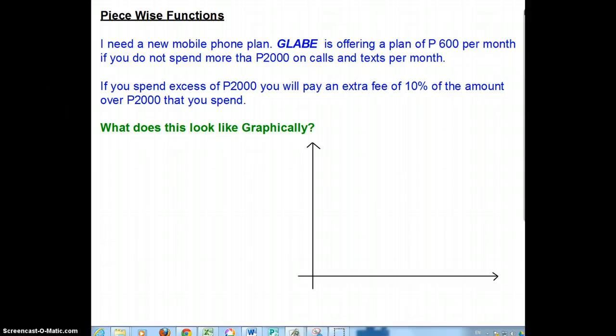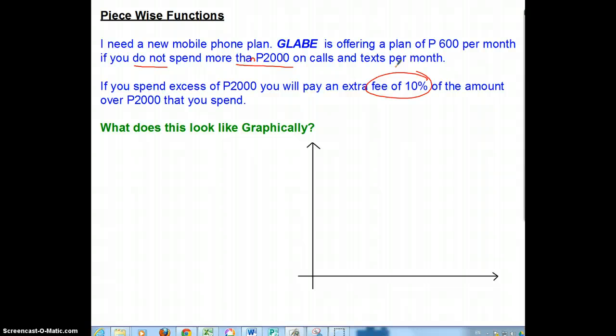Alright, here's the situation. I need a new mobile phone plan. And Glabe is offering a plan of 600 pesos per month if I don't spend more than 2,000 pesos on calls and texts. Okay, that might be okay. But hang on, it says if I do spend in excess of 2,000 pesos, I have to pay an extra fee of 10% of the amount over 2,000 pesos that I spend.